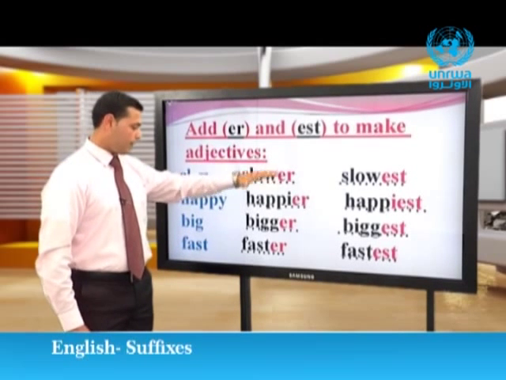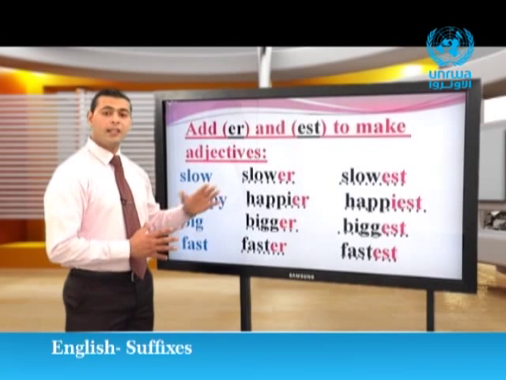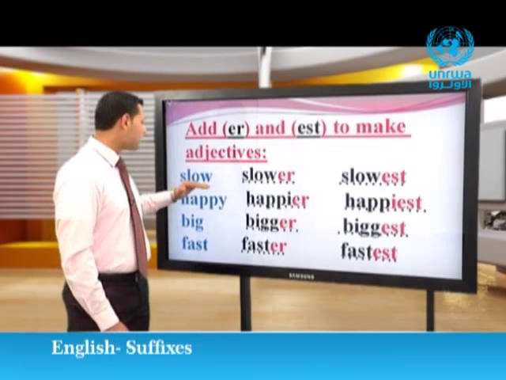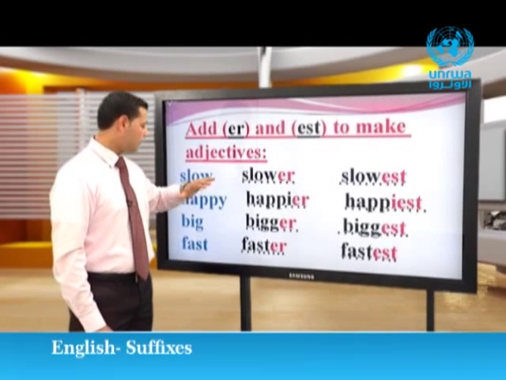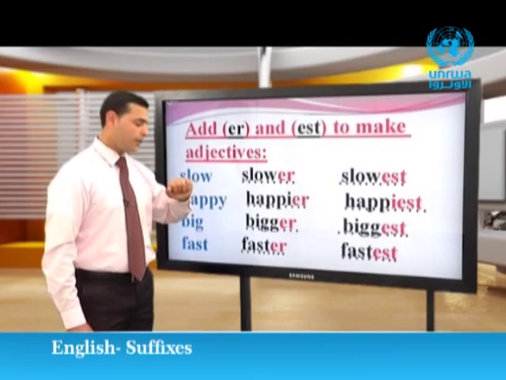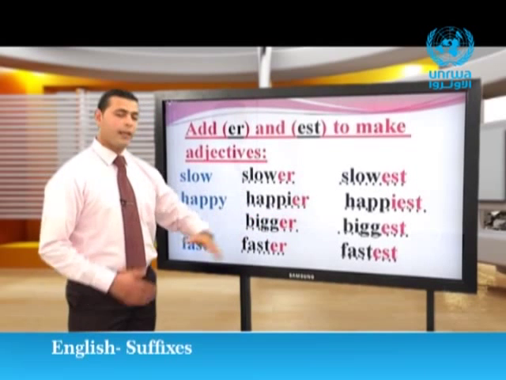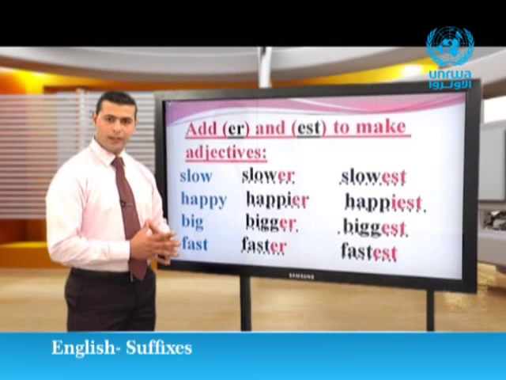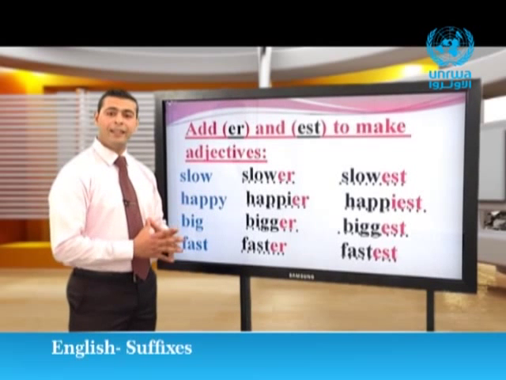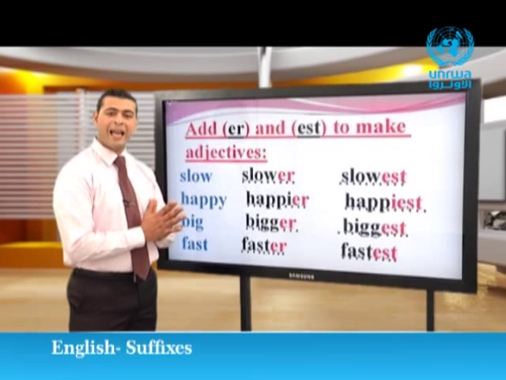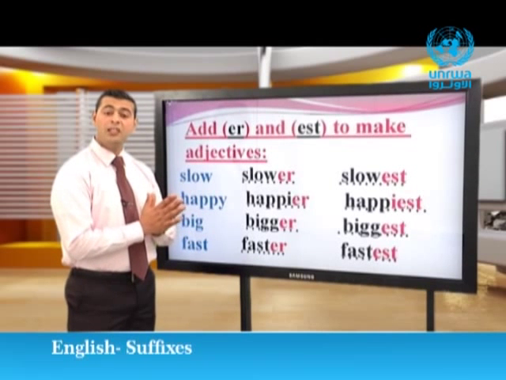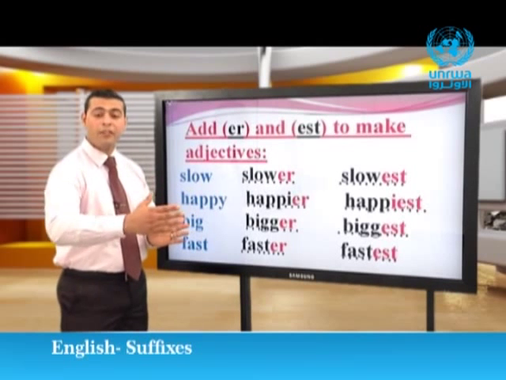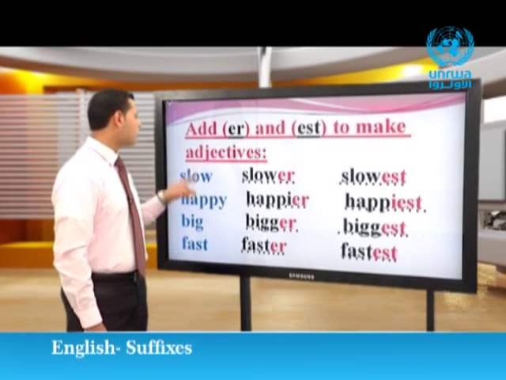So here we have slow, slower, slowest. Happy, happier, happiest. Big, bigger, biggest. And finally, fast, faster, fastest. As you see, dear all, we have added the suffixes er and est to have adjectives. But where did we add the suffixes? Of course, at the end of these words. Thank you very much.